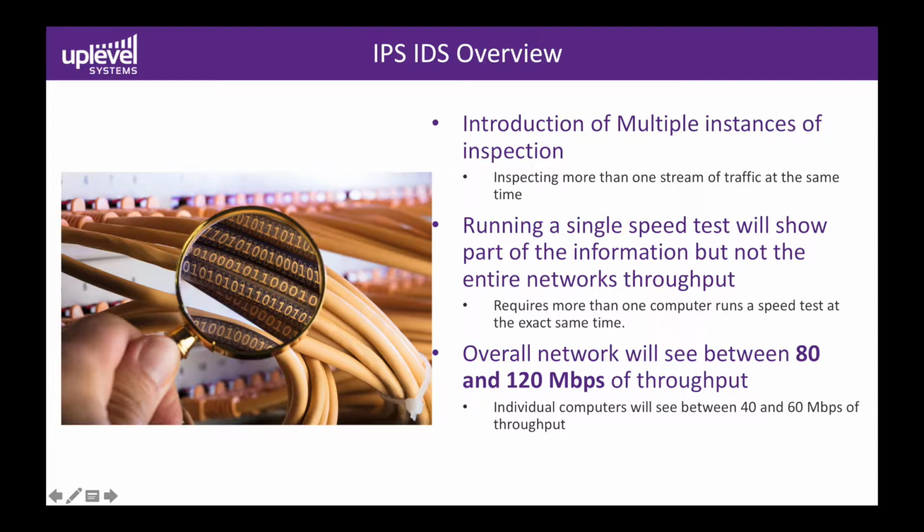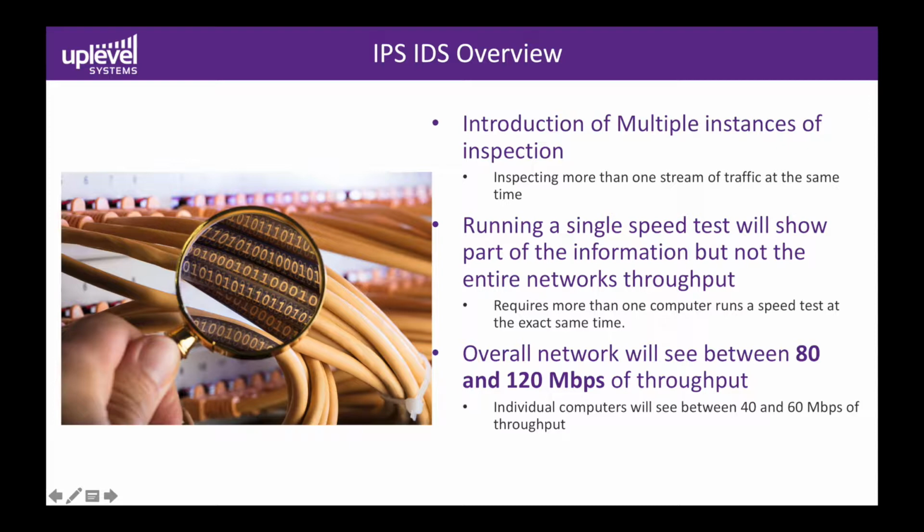One thing to be really mindful of is that you actually need more than one computer running a speed test at the exact same time to thoroughly test the multiple instances of IPS IDS, because what we're doing is inspecting multiple computers' packets at the exact same time. So you actually need two computers sending data at the exact same time to get the overall throughput of the entire network. What that means is that before, you were able to see about 40 to 60 megs depending on the kind and amount of data flowing through the network. You're now going to see double that.